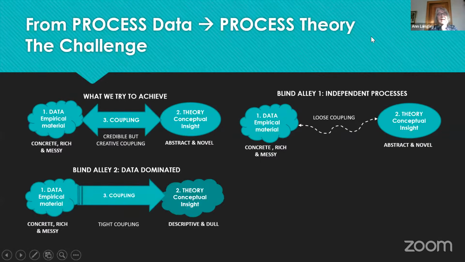So blind alley two is that we code the data to death and end up with something which actually doesn't reach beyond the data. It is just descriptive and dull. And that's very easy too. In a certain sense, if you stay too close to your data, this is what happens to you. You don't reach beyond it.